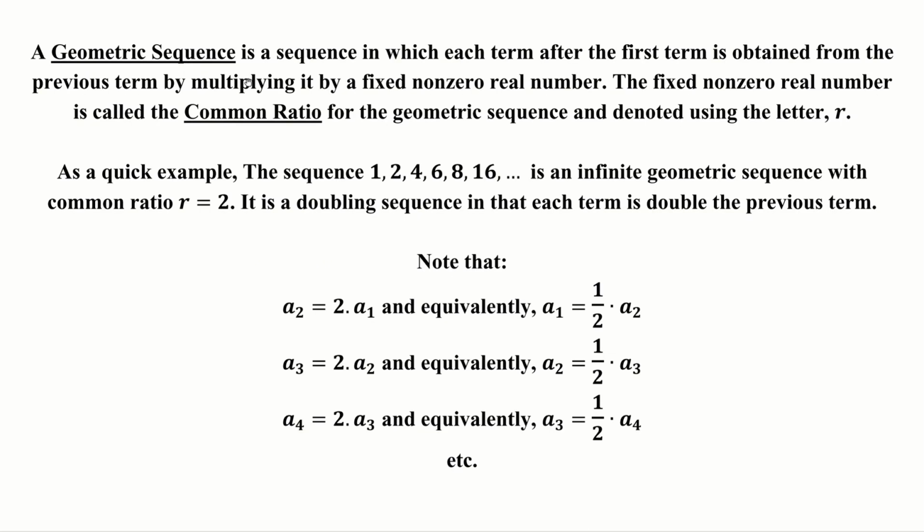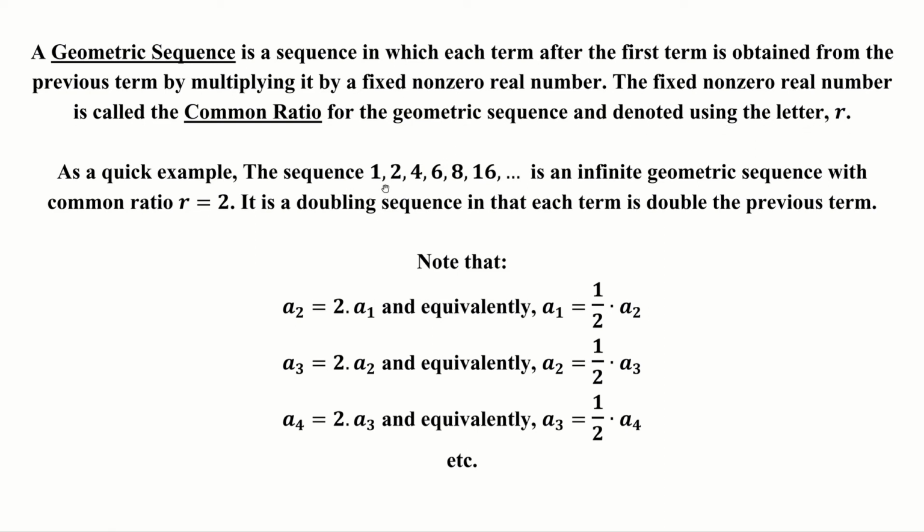We'll start with geometric sequences. A geometric sequence is a sequence in which each term after the first term is obtained from the previous term by multiplying it by a fixed non-zero real number. The fixed non-zero real number is called the common ratio for the geometric sequence and denoted using the letter r.